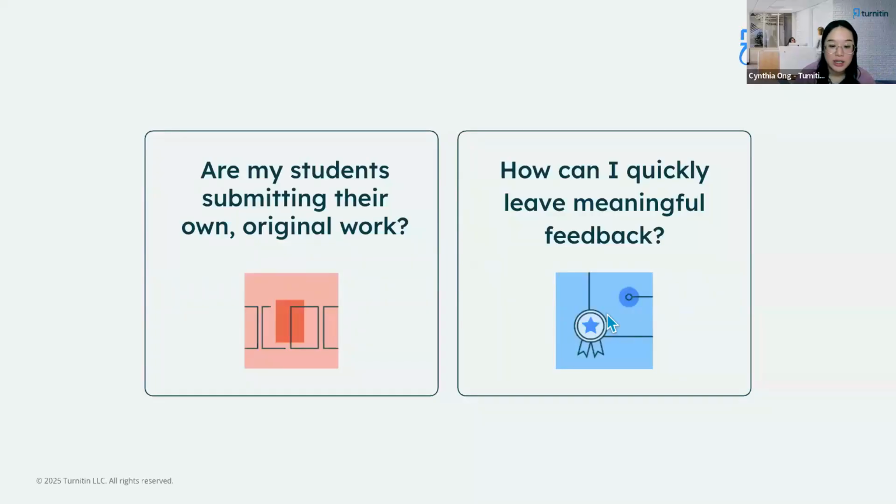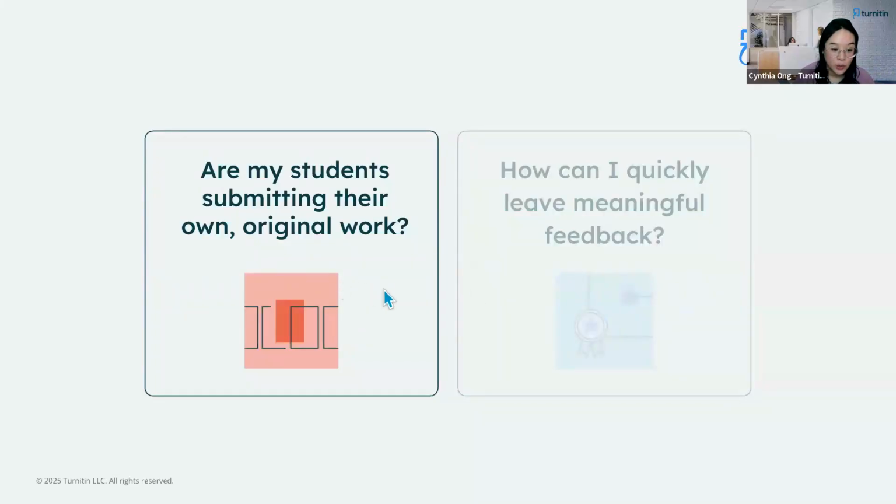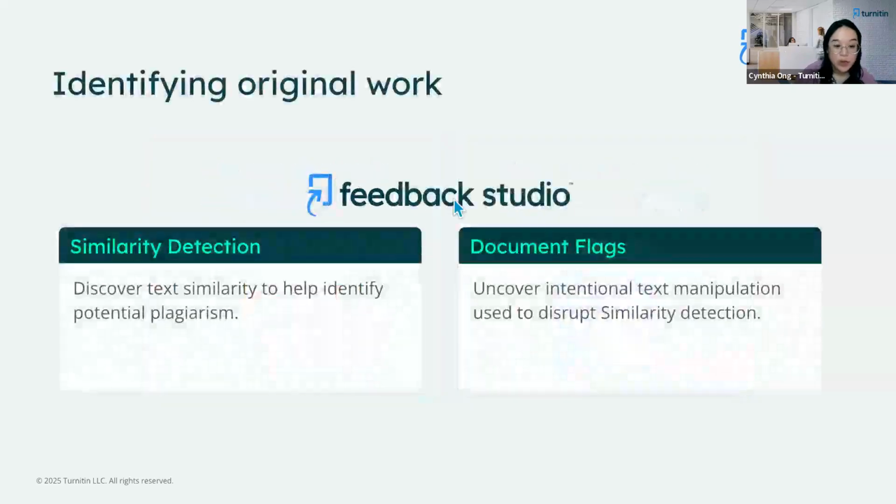So let's see how Turnitin can first help you by answering the first question. So with your Turnitin subscription, you have access to similarity detection and document flags. So similarity detection, biasanya, if you think about Turnitin, it is most likely this feature that you're thinking about, where we help you discover text similarity to help identify potential plagiarism. We also offer you a feature called document flags that will help you uncover any intentional text manipulation used to disrupt similarity detection that we have over here.